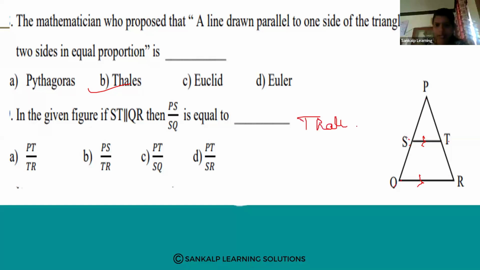So on the basis of Thales theorem, we say PS divided by SQ is equal to PT divided by TR. Why? Because these two are corresponding sides. When these two are corresponding sides, they are equal. PS divided by SQ, then PT divided by TR. So where is PT divided by TR? Option A. Option A is right. Okay. Next.